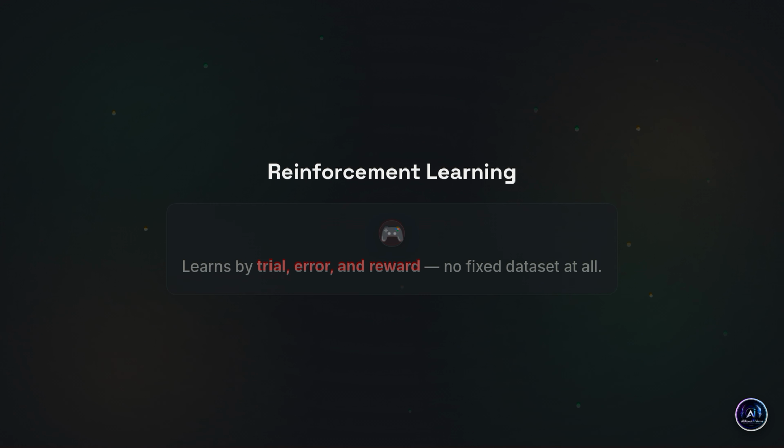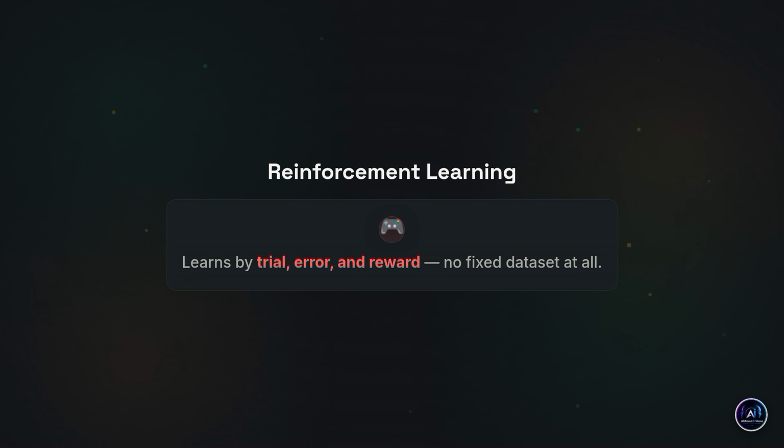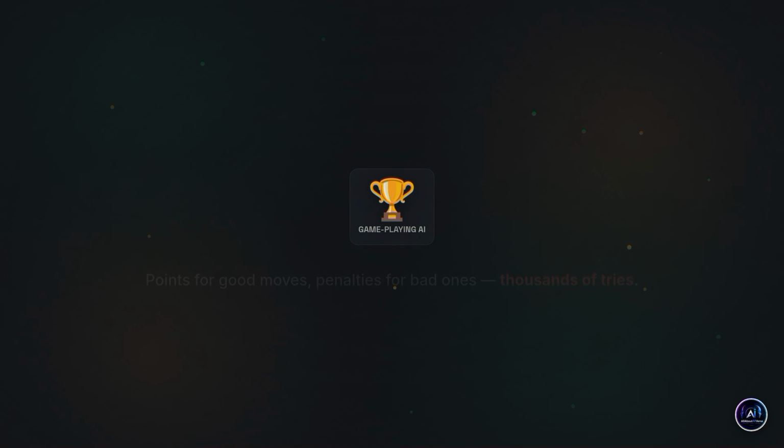Reinforcement learning is the real odd one out. It doesn't learn from a fixed dataset of examples at all. It learns by trial, error, and reward, taking actions, seeing what happens, and adjusting. Real example: an AI learning to play a game.